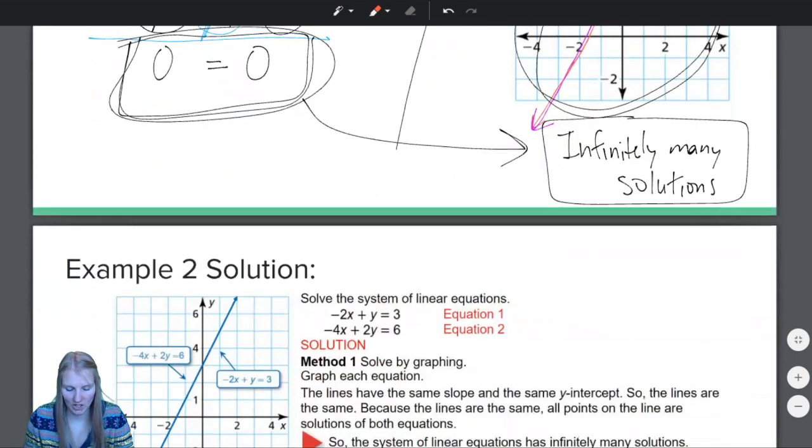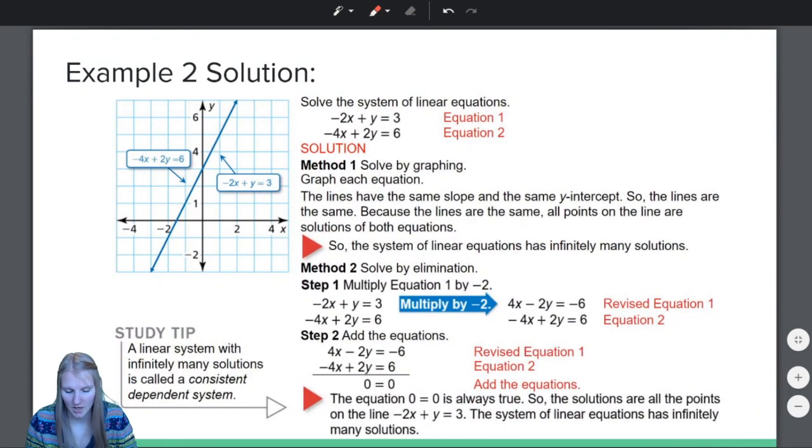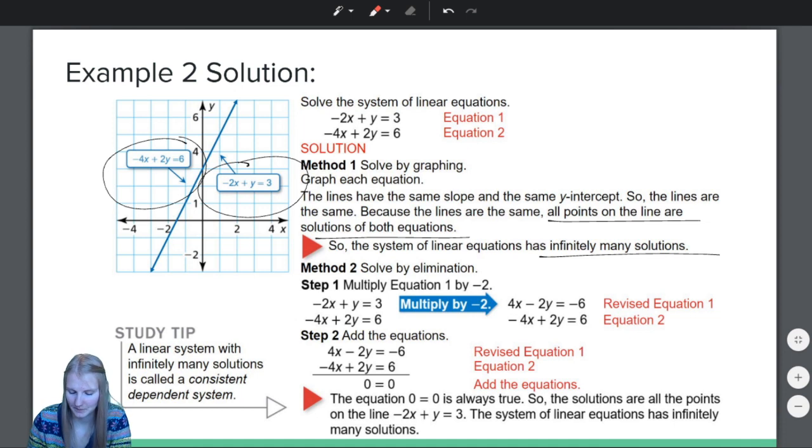So, let's check and make sure that we were right. Graph, same line, infinitely many solutions, all points on the line are solutions. Or we could solve by elimination, we get 0 equals 0, so it has infinitely many solutions. Boom.